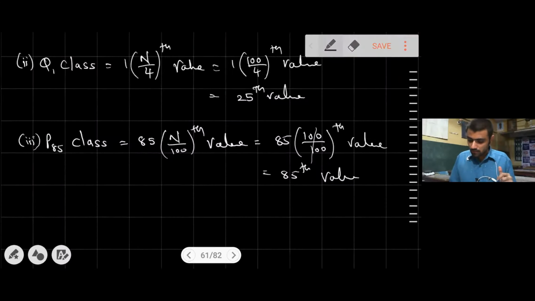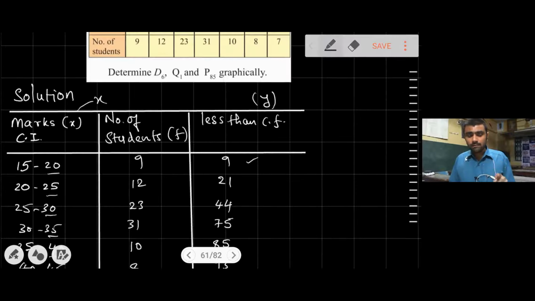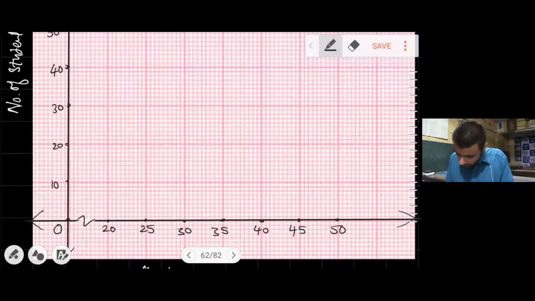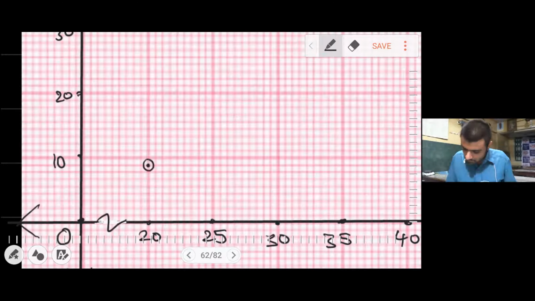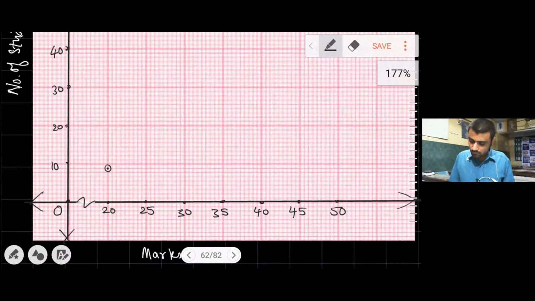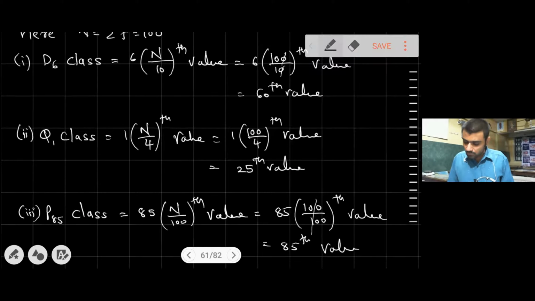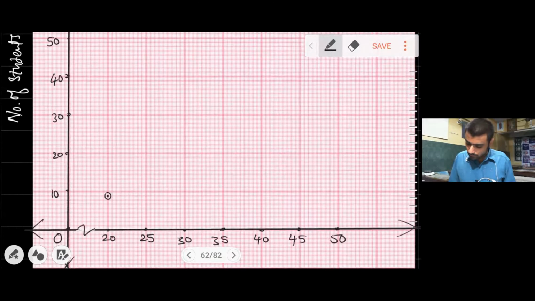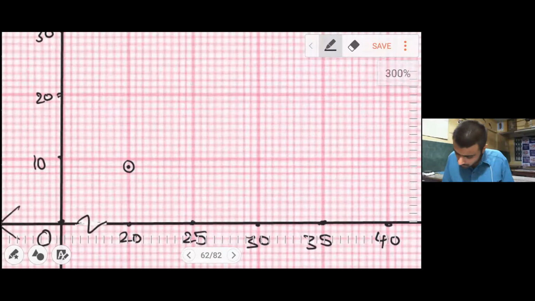Fine. So now I am going to have a plotting process, that is against the upper class boundary. You have to plot these less than CF values. First is 20 and 9. Against 20, you have to plot 9. 9 would be here. Very precisely you all have to do, please. Then it's 25 against 21. 25, 21. This is 20, then this is 21.